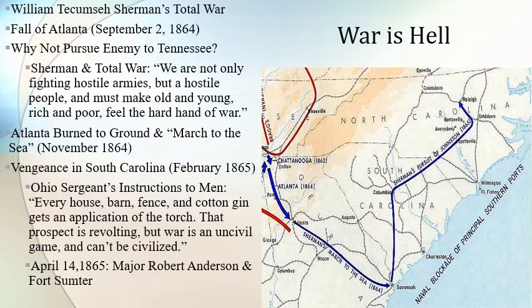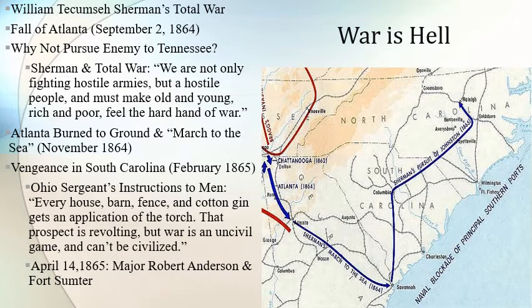Now, instead of pursuing the retreating Confederate Army into Tennessee, William Tecumseh Sherman decided to continue his drive further south to completely decimate the land. As he wrote during this time, quote, "We are not only fighting hostile armies, but a hostile people, and must make old and young, rich and poor, feel the hard hand of war." Along with the more than 60,000 soldiers at his disposal, Sherman burned Atlanta to the ground and destroyed its railroads before embarking on a 300-mile march to the sea in November of 1864.